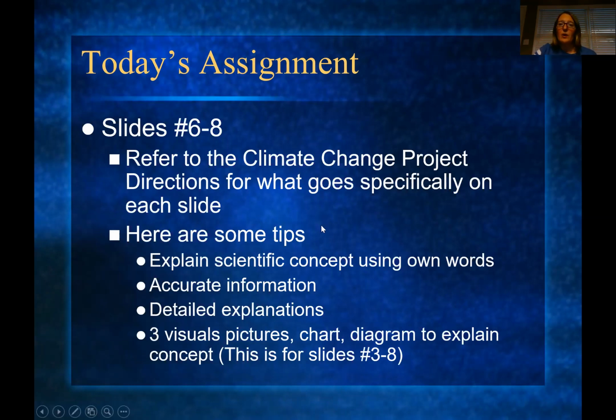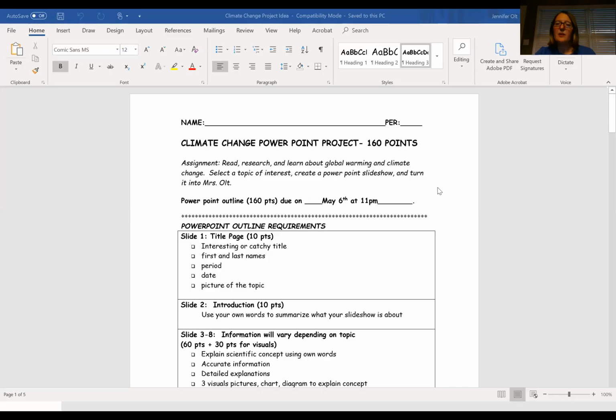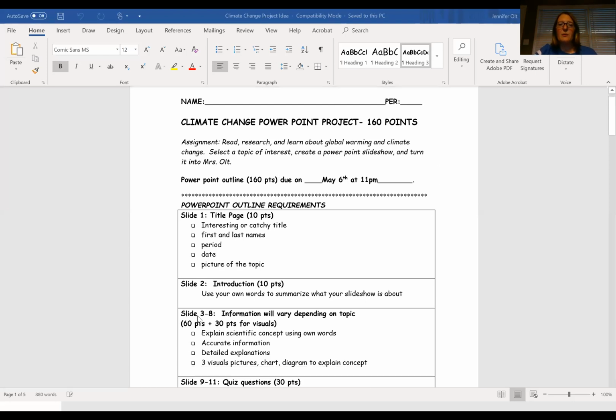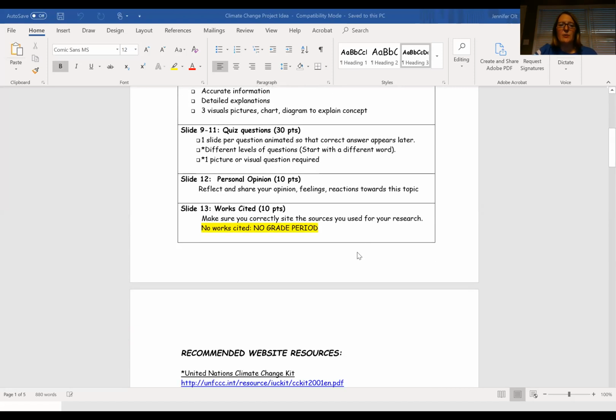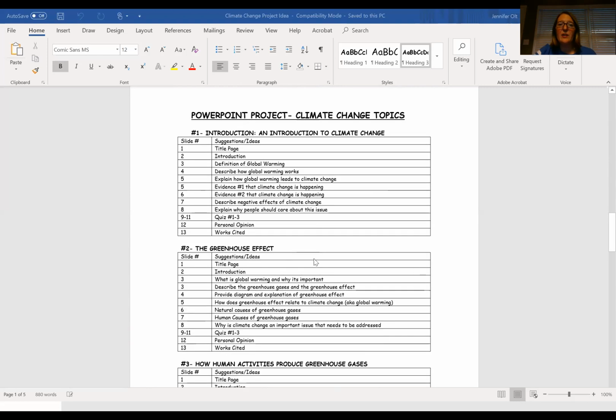All right, so you should be working on slides 6 through 8 at this point. So let's go take a look at what that entails. Here's our document that you need to be referring to at all times. Remember, this is our rubric of exactly how I'm going to grade you, and we're looking right here at slides 3 through 8. We talked about 3 through 5 last time. Now we're going to be looking at 6 through 8. Remember, down here, we have exactly what should be going on each slide.